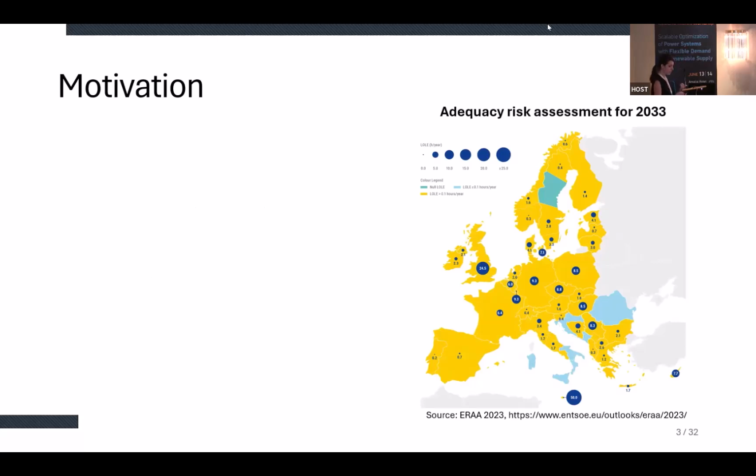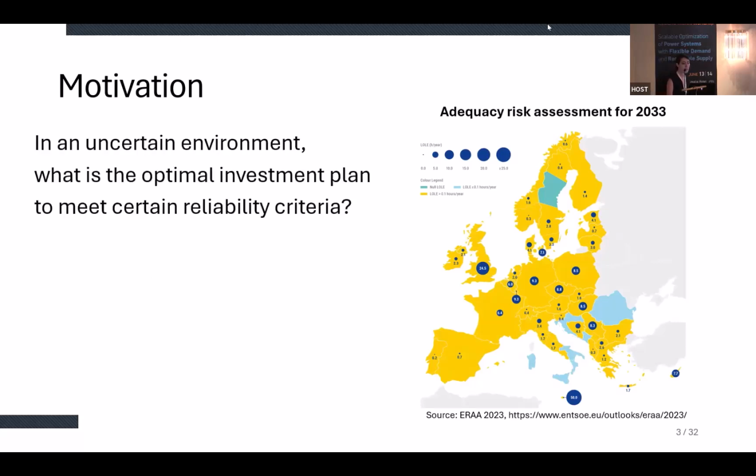Okay, so I believe a natural question is, what is an optimal investment plan in order to eliminate these blue dots, or if not eliminating them, keeping them within certain limits, for example. So how to meet certain reliability criteria. Okay, so is this a trivial question? Actually, it is not, at least as long as optimality is within scope.